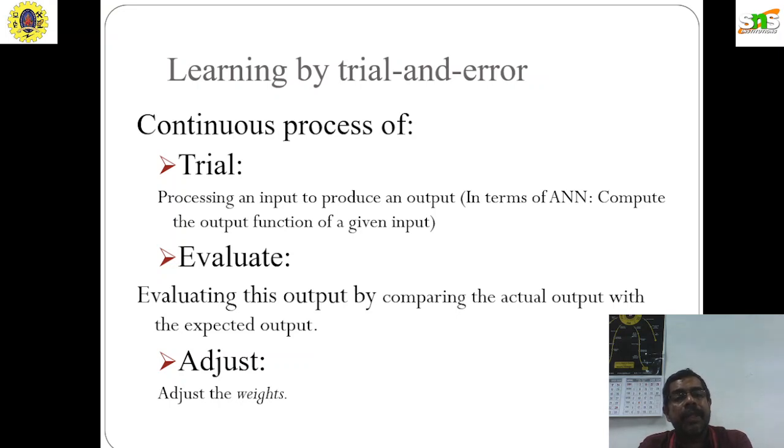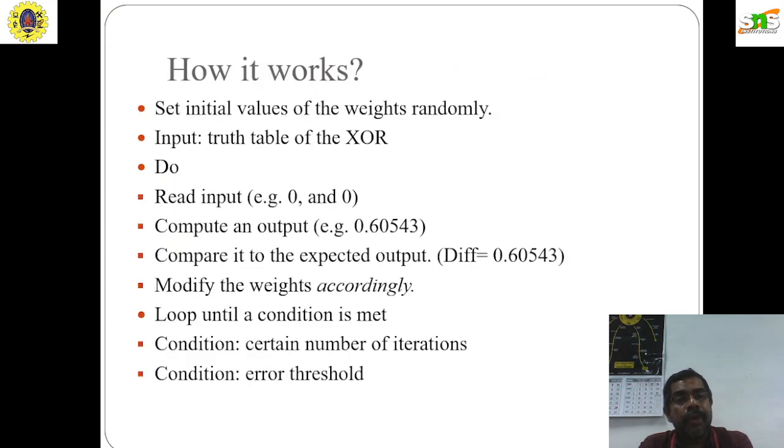So, processing that input to produce an output. In terms of that ANN, we have to compute the output function for that given input, and that has to be evaluated, comparing the actual output and the expected output. If we can't reach the expected output, we have to adjust the weights of the inputs we provided, from w0 to wn.